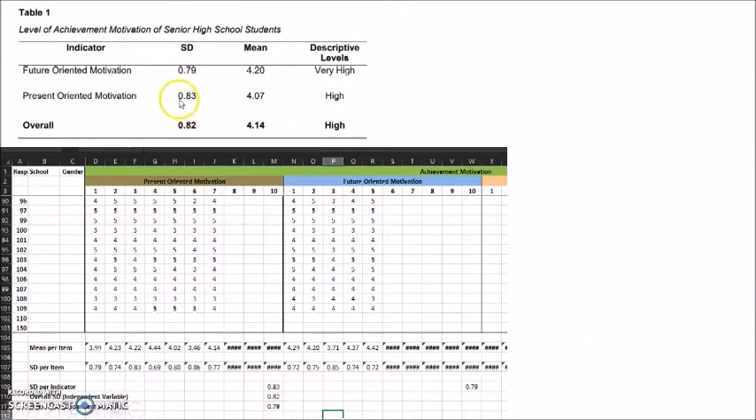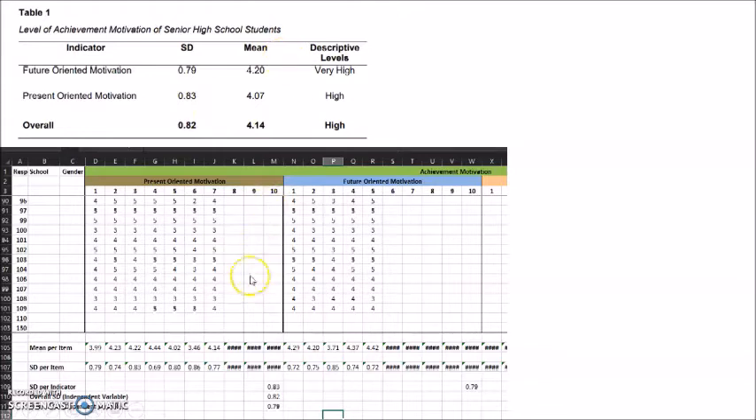For the SD first, this 0.79 is for future-oriented. The SD per indicator is 0.79, so we have here 0.79. For present-oriented motivation, this is its SD, the SD per indicator: 0.83. And then the overall SD, because this is the first variable, the independent variable, is 0.82. How about the mean?